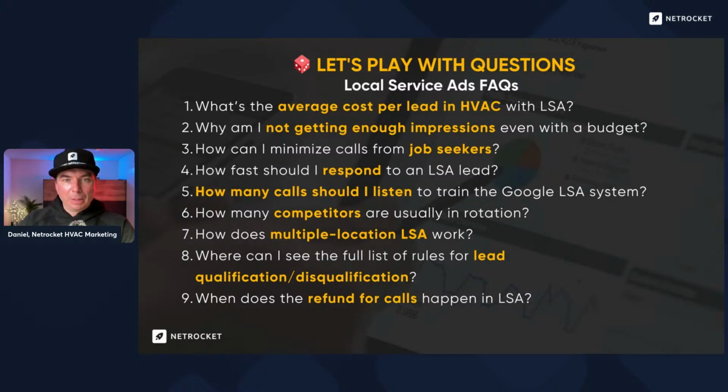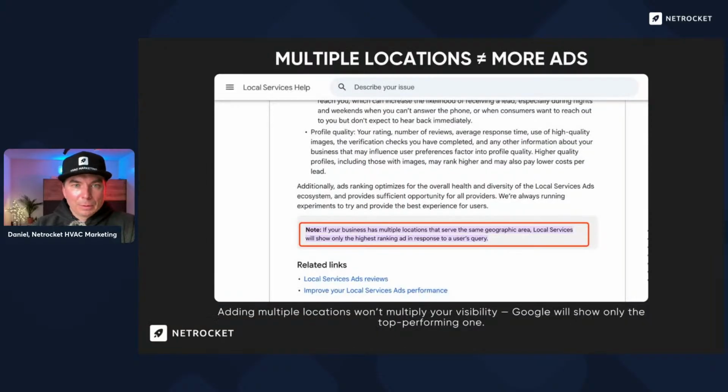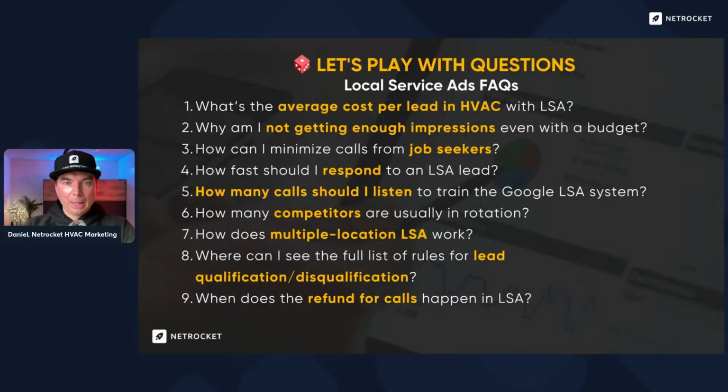How does multiple location LSA work? I have an official answer for that. Google says that multiple locations will work like a competition, so the more relevant location will show up. But what I see in the market is that when you have multiple locations, sometimes it works worse than just one location. So you need to make sure that you set everything correctly.